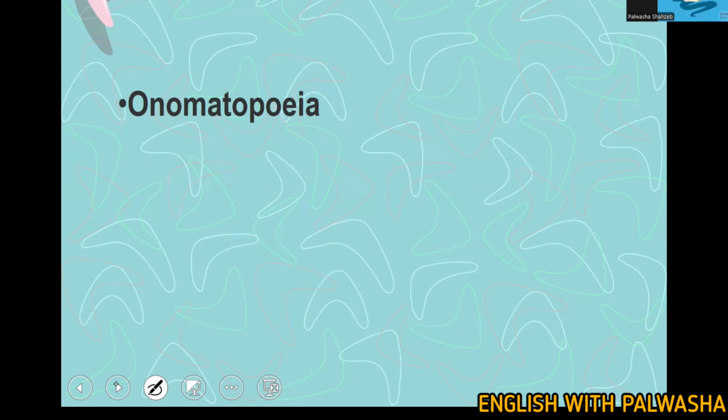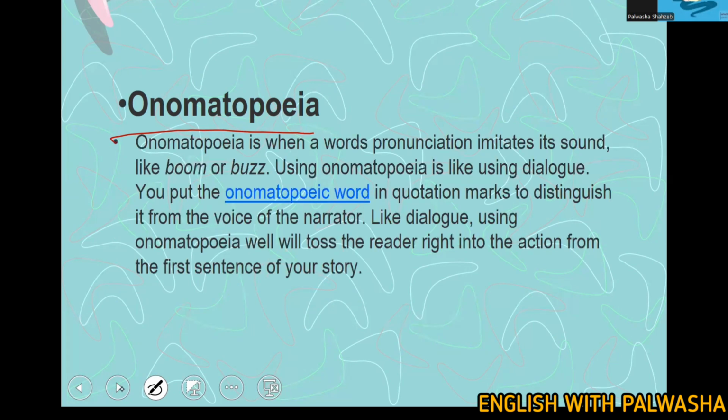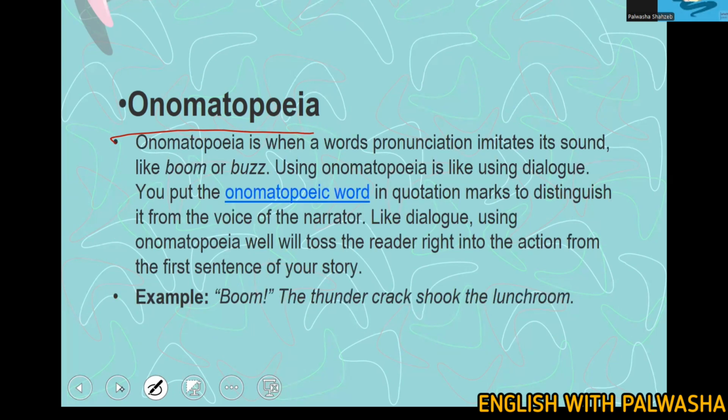Then we have onomatopoeia. Onomatopoeia are basically the sounds. These are the sound effects which you have to create in your stories. Okay. So onomatopoeia is when a word's pronunciation imitates its sound. And you have to create an onomatopoeic word to give a realistic effect. "Boom!" The thunder crack shook the lunch room. Because इस type के examples देके you can easily create a realistic effect in your story, right?